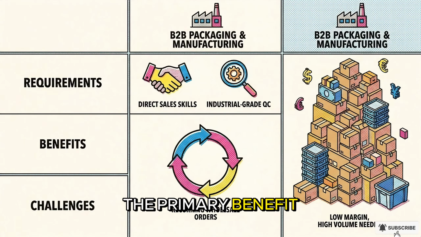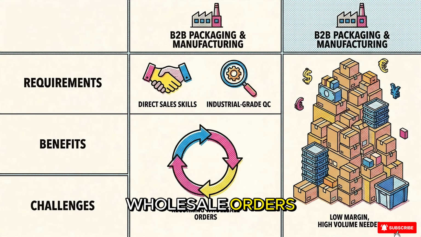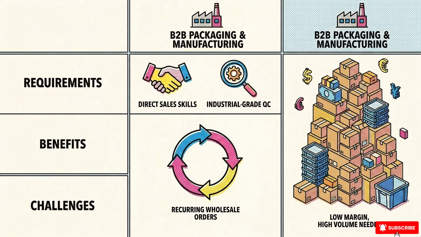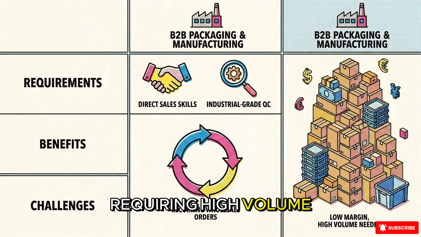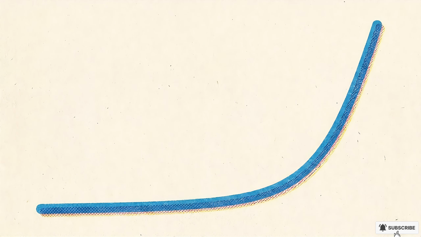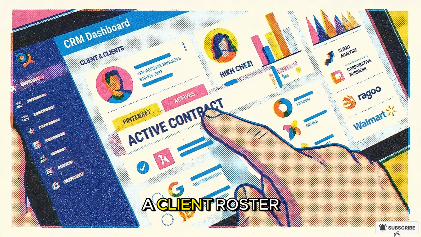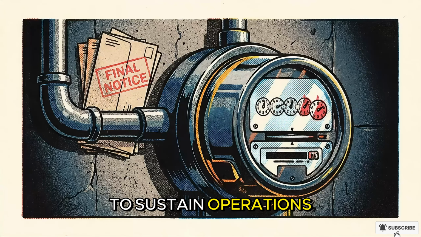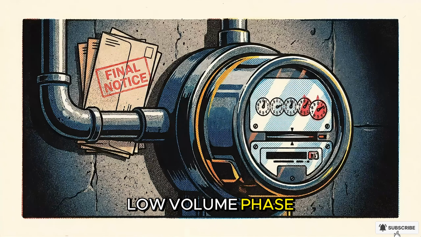The primary benefit is securing recurring wholesale orders, less affected by consumer trends. The challenge is that profit margins per unit are low, requiring high volume to break even. While these machines provide stable, long-term revenue, they require the patience to build a client roster and the capital to sustain operations during the initial low-volume phase.